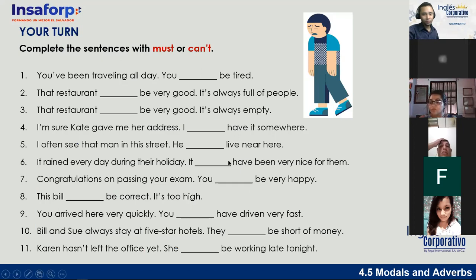So, what are you going to do? I'm going to form breakout rooms, but this time of three people, they're going to be new groups, okay? And I want you to complete the sentences with must or can't. Let's see. Breakout rooms, but new groups now. By the way, ¿cuántos son? Quiero ver. 18, okay, perfect. We're going to create 6 groups.